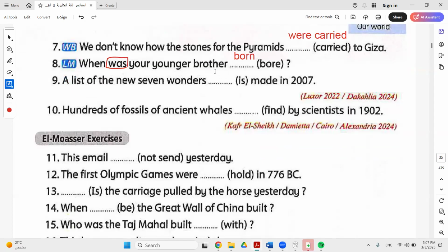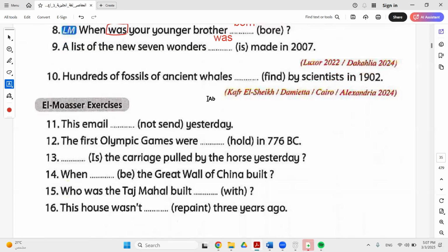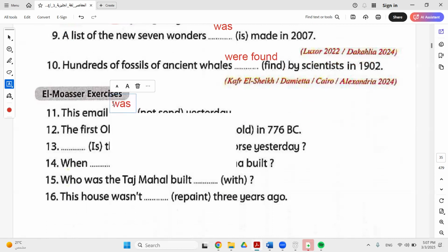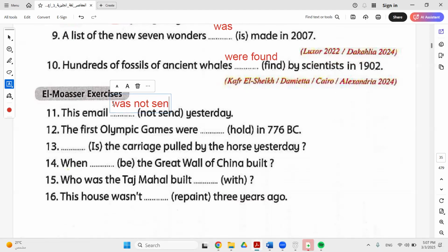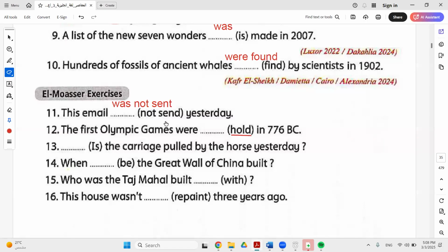Mu'men Mustafa. A list of the 7 wonders was made. Perfect. Number 10, Rauda Hamdi. Hundreds of fossils of ancient whales were found. Number 11, Radwa Ramzi. This email wasn't sent yesterday. Number 12, Mohammed Meher. The first Olympic Games were held.